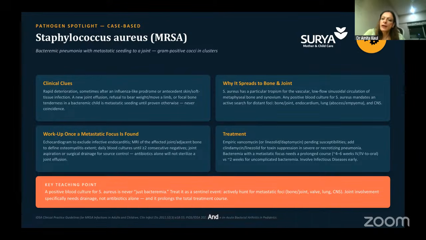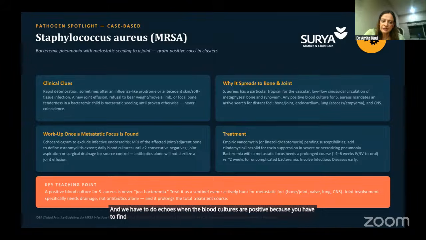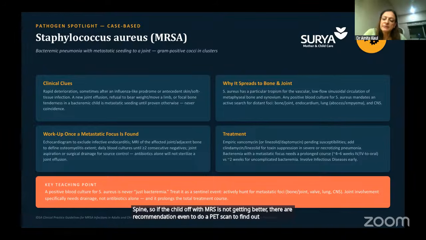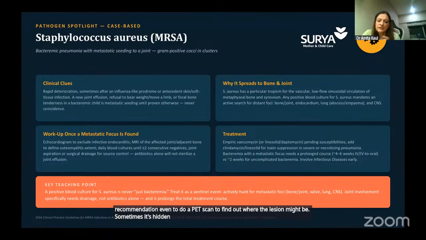And you have to do echoes when the blood cultures are positive, because you have to rule out endocarditis. So a positive blood culture, you have to treat as a sentinel event, and you have to actively hunt for a metastatic focus like bone, joint, valve, lung, spine. So if the child with MRSA is not getting better, there are recommendations even to do a PET scan to find out where the lesion might be. Sometimes it's hidden in a vertebra.